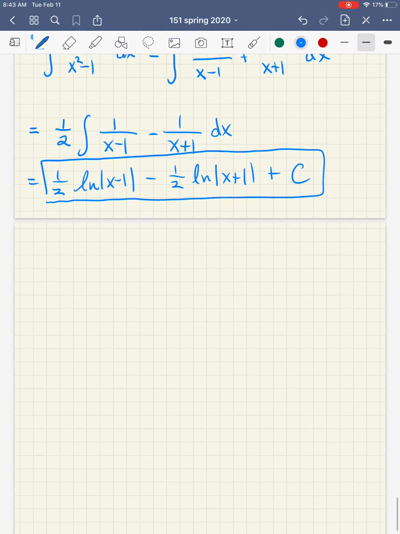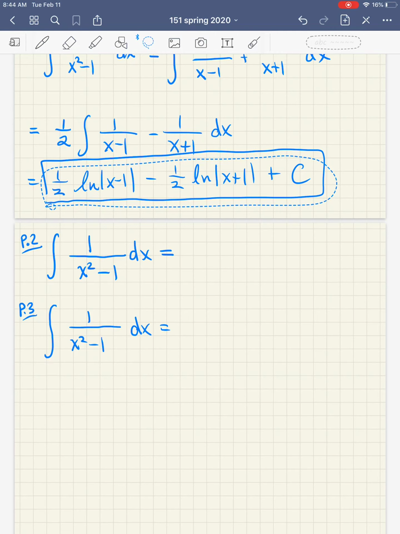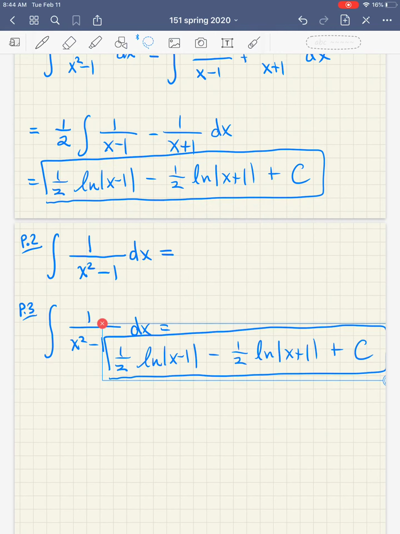And now what I want to just finish with on our very last page is I want to point out we've done two things. So in video 2, we showed that this integral was equal to something. And in part 3, we showed that this integral was equal to something. So let's just copy what we have here, put it right there.